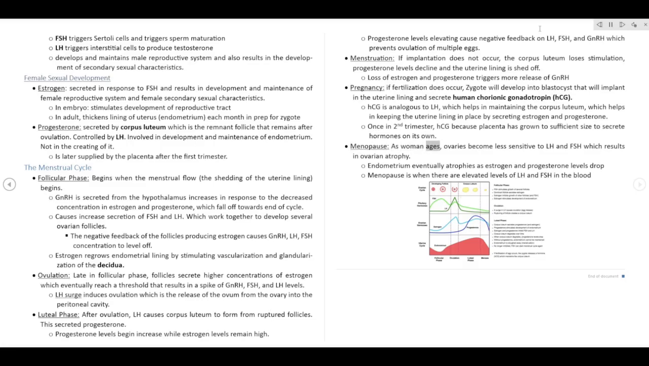Menopause: as a woman ages, the ovaries become less sensitive to LH and FSH, which results in ovarian atrophy. The endometrium eventually atrophies as estrogen and progesterone levels drop. Menopause is when there are elevated levels of LH and FSH in the blood.